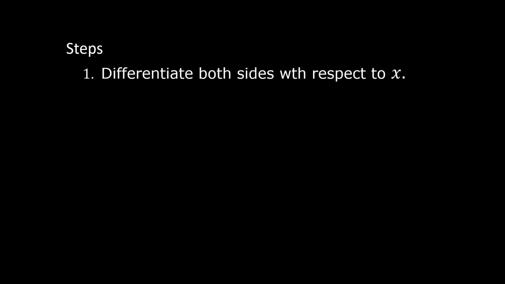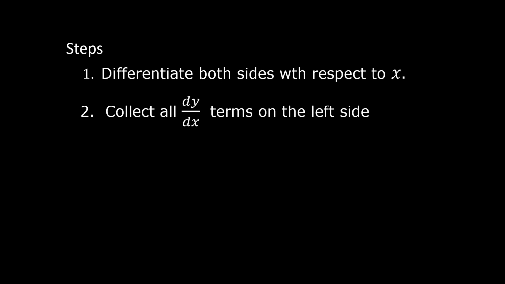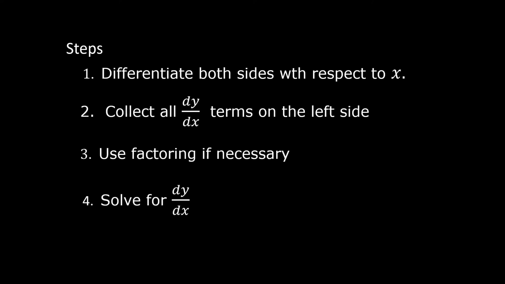To do implicit differentiation, follow the following steps. Number 1, differentiate both sides with respect to x. Number 2, collect all dy/dx terms on the left side. Number 3, use factoring if necessary. And number 4, solve for dy/dx.